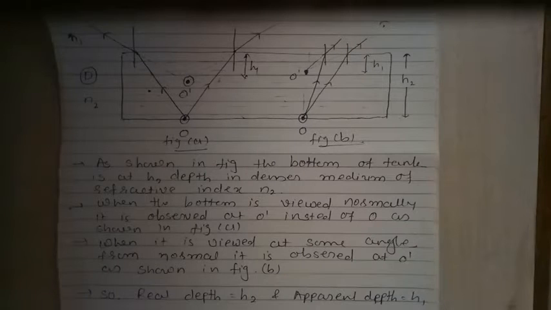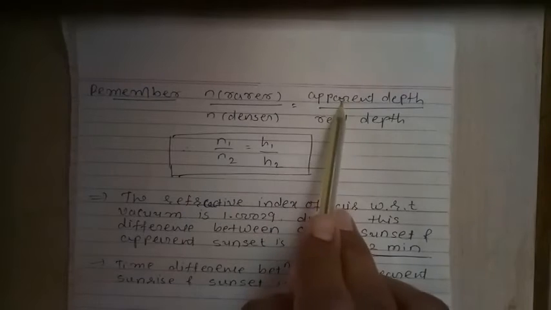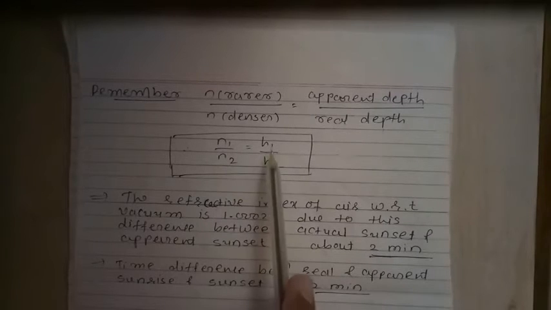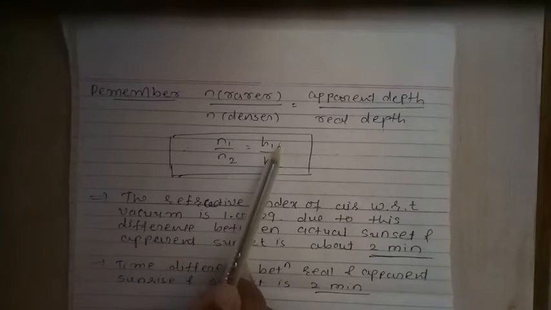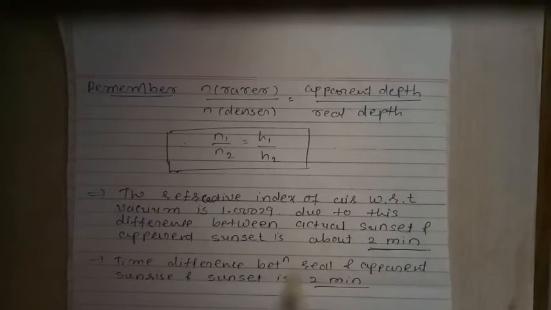Okay, now you have to remember the following formula. The refractive index of rarer to the refractive index of denser is equal to apparent depth upon real depth. So we can write that N1 upon N2 is equal to H1 upon H2. So friends, you have to remember this: N1 upon N2 is equal to H1 upon H2.